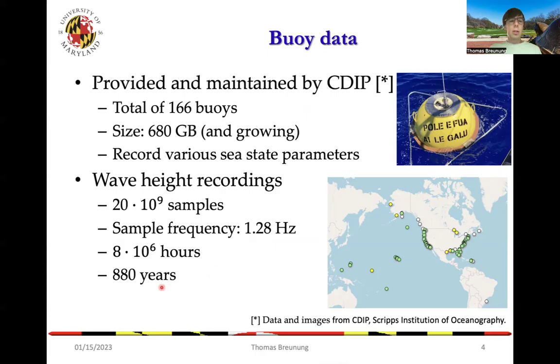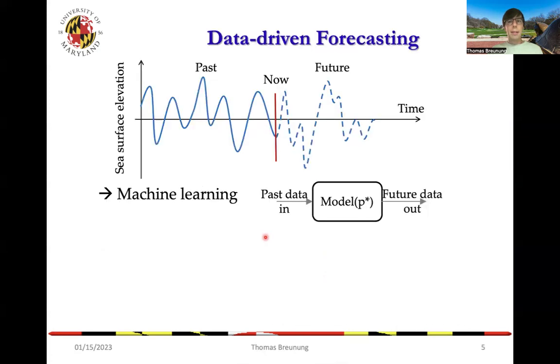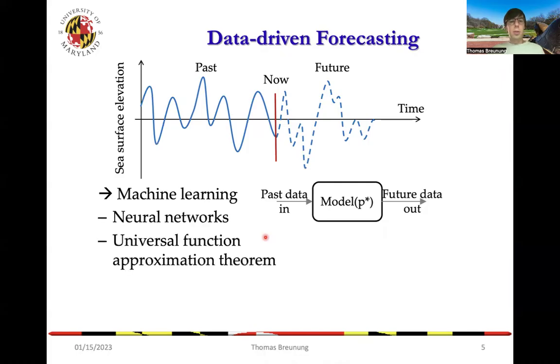Overall, we have quite a lot of data. If we stitch together all the data provided by the 166 individual buoys, we get a time series of about 880 years sampled at one hertz, which is quite a lot of data. Back to the previous slide, we want to do data-driven forecasting. I'm sure you all paid attention over the last year: there has been an advent of machine learning methods, more particularly neural networks, which come with the promise that they can do such data-driven forecasting. Based on the universal function approximation theorem, they can approximate any functional relationship between the past data and the future, given that there is enough data for fitting. But I just told you we do have a lot of data.